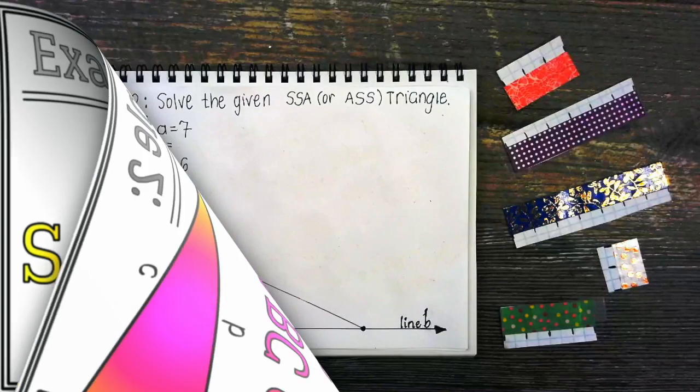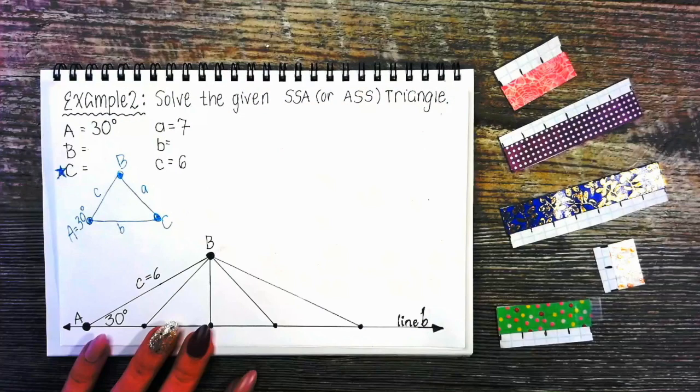Time for example 2. Example 2, we said we'd use a 30-degree angle. We'd use side A as 7 and side C as 6. When you're faced with this question, you're not going to have measuring devices handy. You're just going to sketch something out and just go for it.